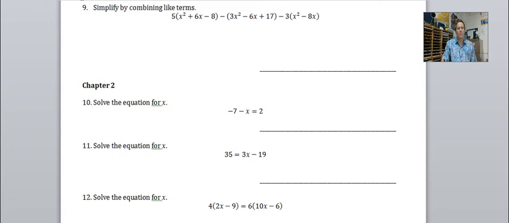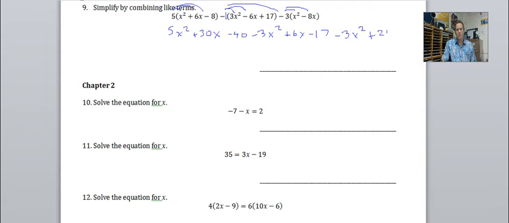We do the same thing on problem number 9. We're going to distribute. So 5x squared plus 30x minus 40. There's really a negative 1 right here. We distribute, which is a negative 3x squared plus 6x minus 17. And this negative 3 we distribute, which is a negative 3x squared plus 24x.